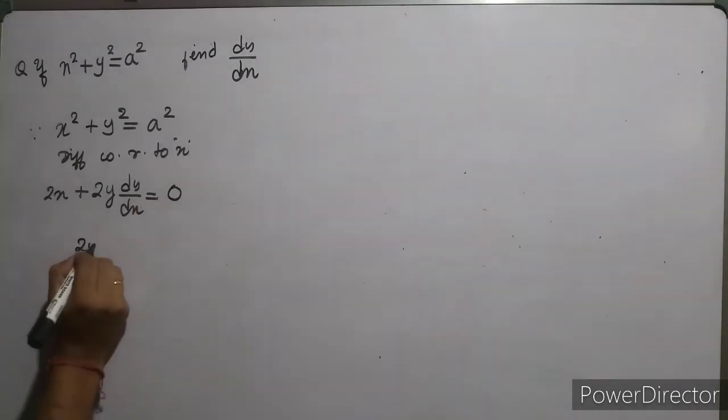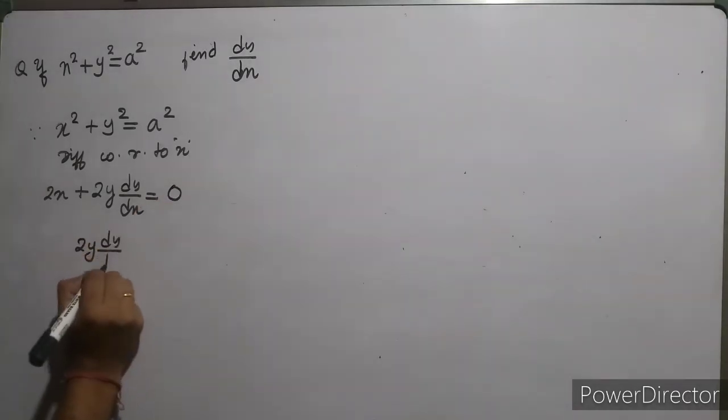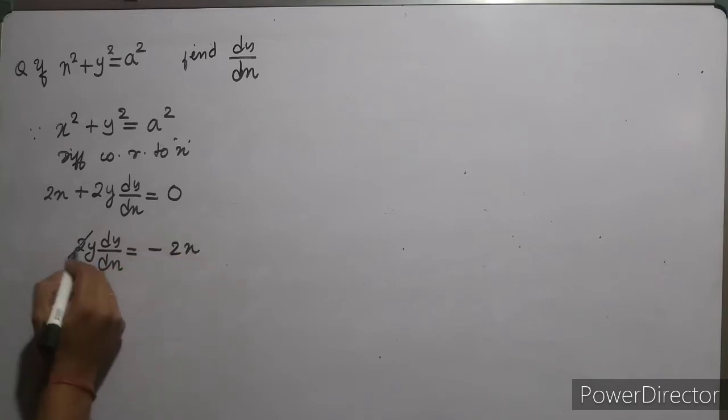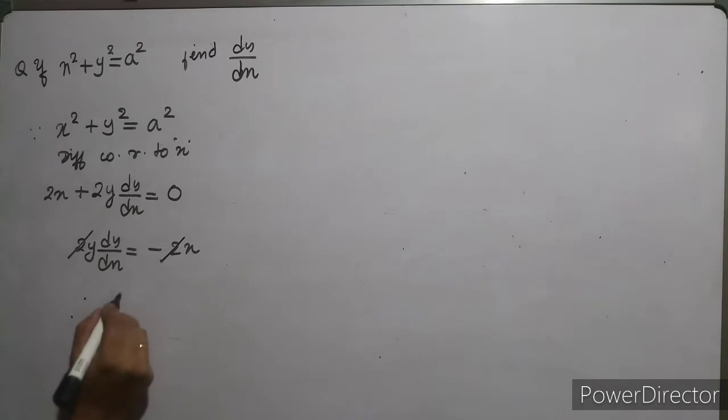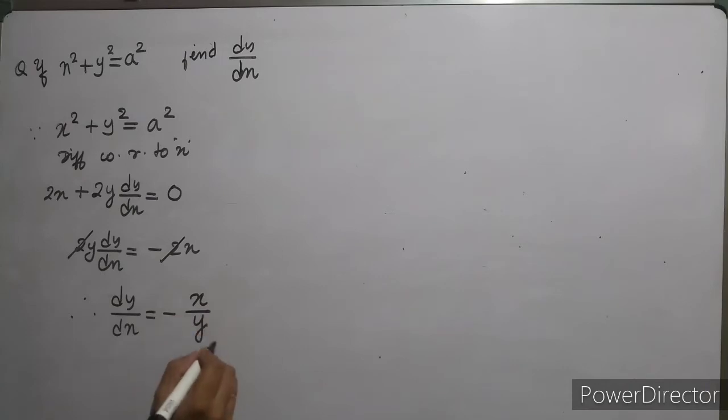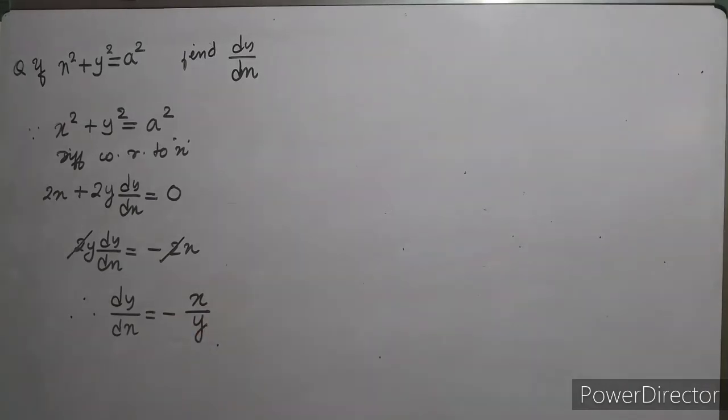Now I'll write 2y dy by dx is equal to minus 2x. These two quantities get cancelled, therefore dy by dx is equal to minus x upon y. This is the required answer.